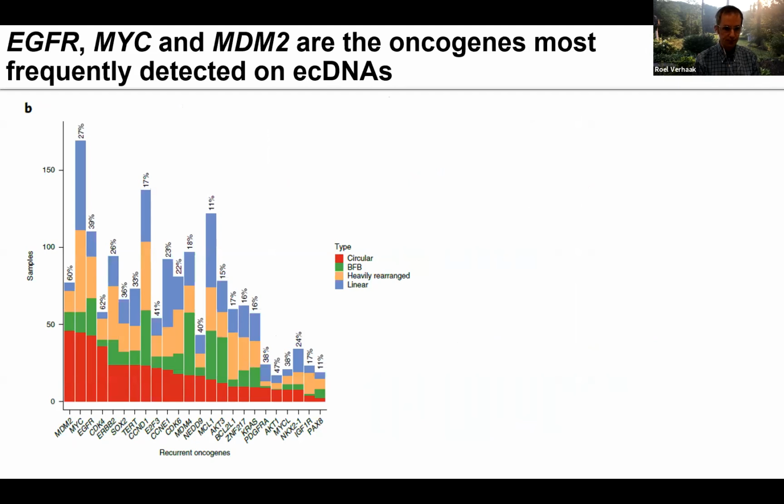This is the same data, but now represented gene by gene, and you can see my point that I just made with MDM2 and CDK4 being highly frequently extrachromosomal, followed by important oncogenes such as EGFR and MYC. But as you can see, most oncogenes that are being activated through amplification are extrachromosomal in some cancers.